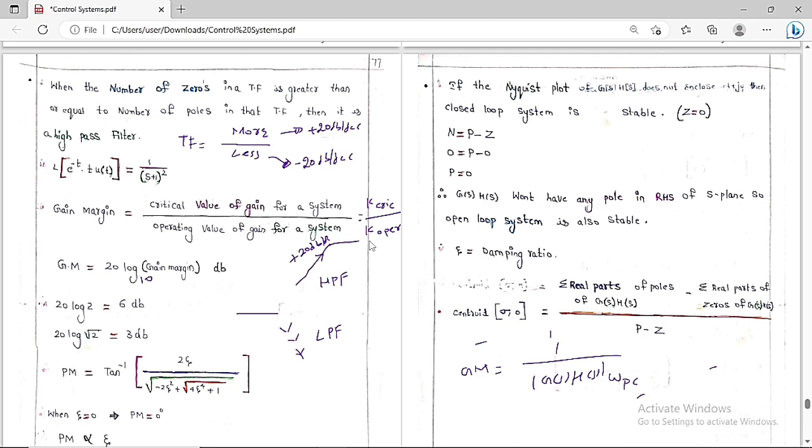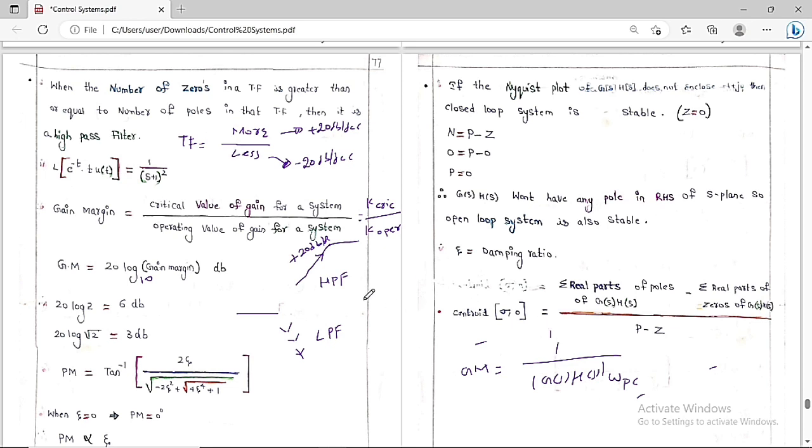Finally, I can say gain margin is the ratio of the critical value of the gain for a system by the operating value of the gain for a system. Gain margin in dB is 20 log of gain margin with base 10 in dB. I've already told you the actual formula, which is gain margin equal to 1 by mod of G(s)H(s) at omega pc, the phase crossover frequency. Either method gives you the same result.